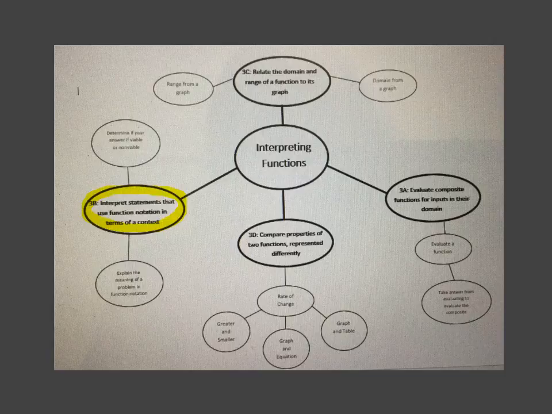Now we need to also highlight the circles that go with it, the success criteria. Determine if your answer is viable or non-viable, and explain the answer of a problem in function notation. Okay, we need to remember viable and non-viable from about 2 topics ago.